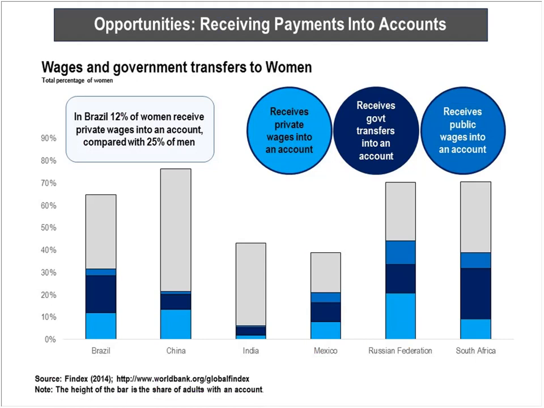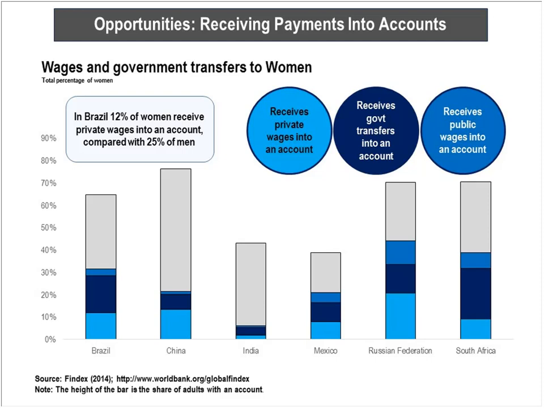In this figure, the height of the bar is the share of adults with an account. For the sample of BRICS countries or Mexico, the height of the bar is the percentage who are banked. These are women. And we're showing here what percentage of those who have an account are using their account to receive private wages into the account, to receive government transfers into the account, or to receive public wages into their accounts.